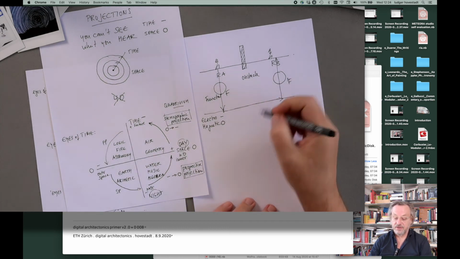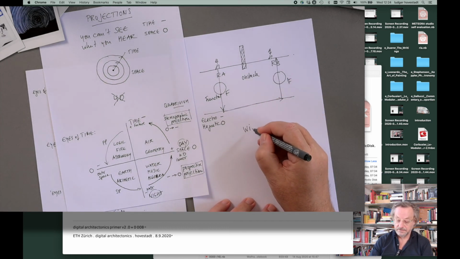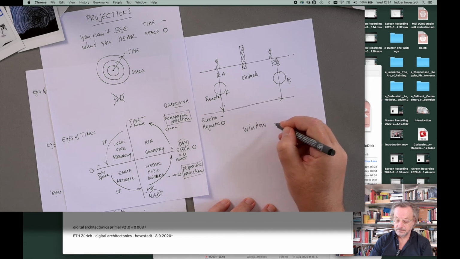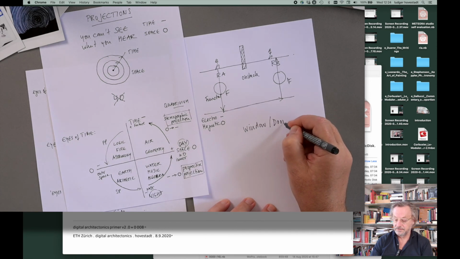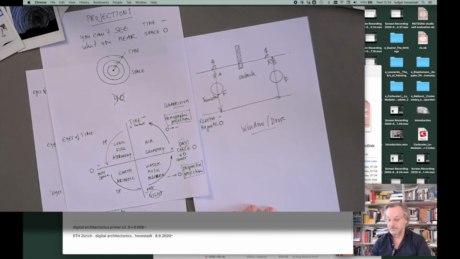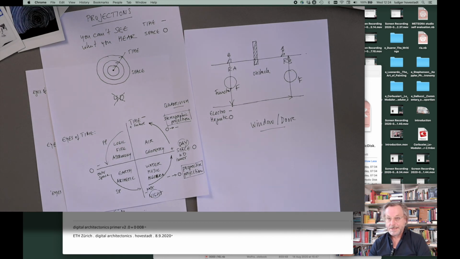And what, by the way, is a window or a door? Yeah?